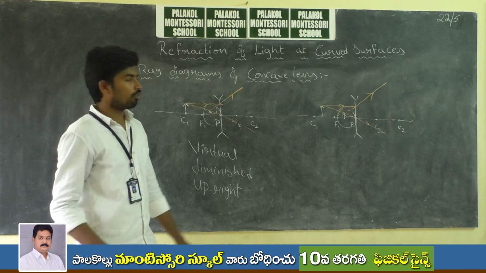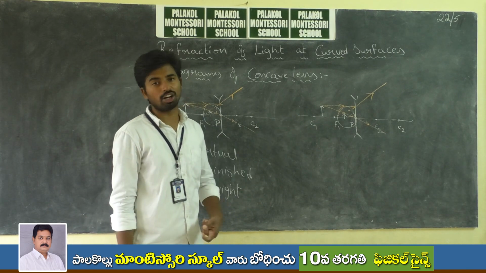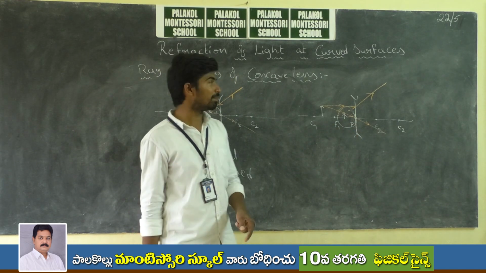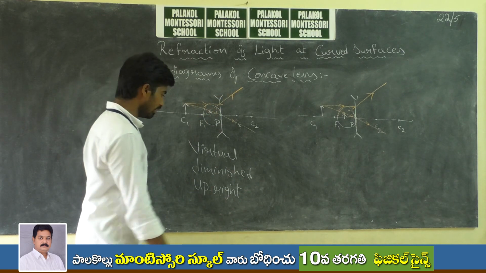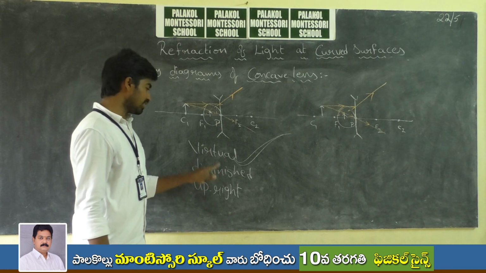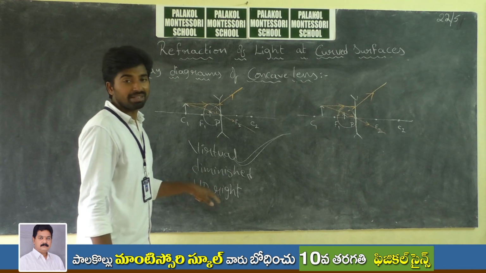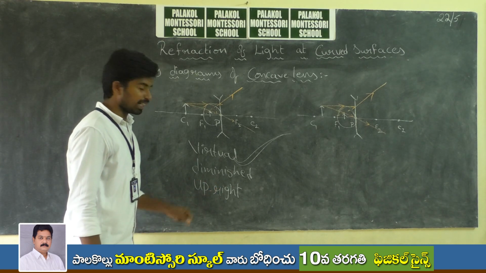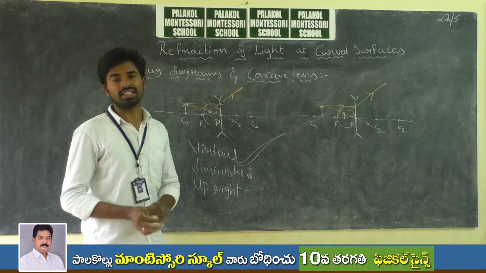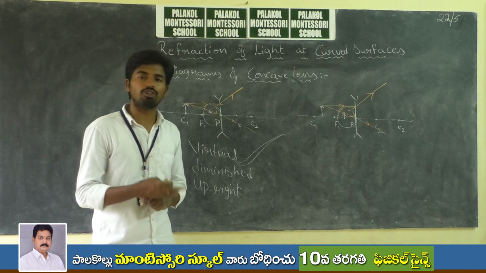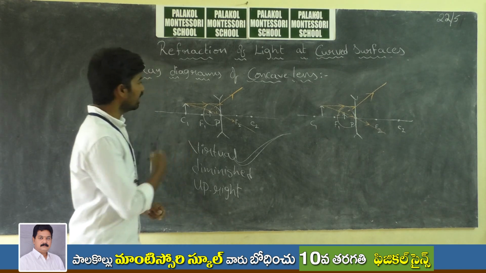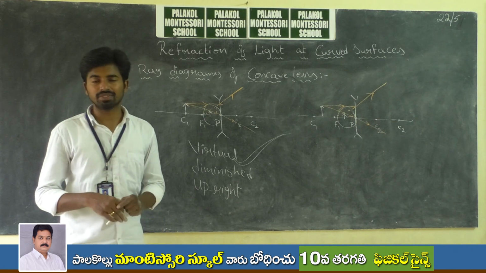So for a concave lens, wherever you have placed the object, the image will be observed in between focus point and pole. And the nature of the image that is formed by a concave lens is always virtual. The concave lens will always form virtual images, diminished images, and upright images. So which lens can only form virtual images? That is the concave lens. Which lens can form both virtual and real images? That is the convex lens. So these are the ray diagrams of concave and convex lenses.